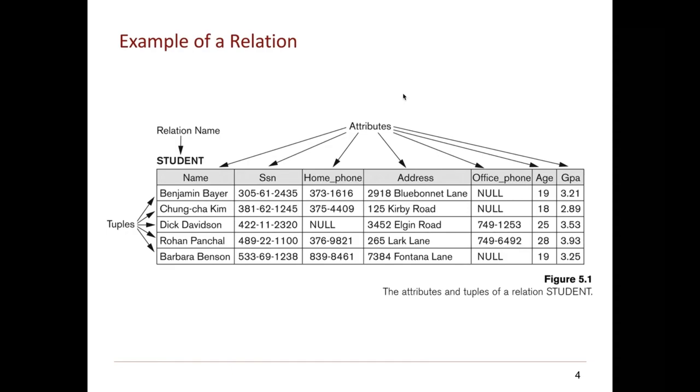Okay, another example of relation or table. The name of the relation in this slide is student. The attributes of the students are name, social security number, home telephone number, address, office phone number, age, and GPA. And horizontally you see different rows or tuples. So this is the first row or first record. This is the second row or the second record. Similarly, third row, third record, fourth row, fifth row.